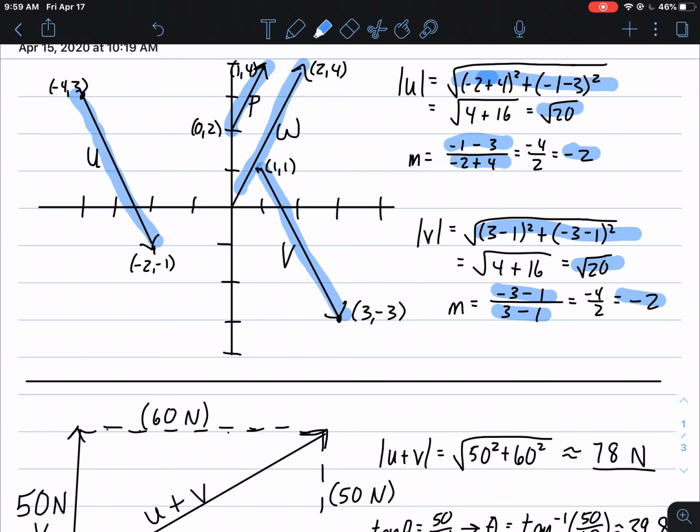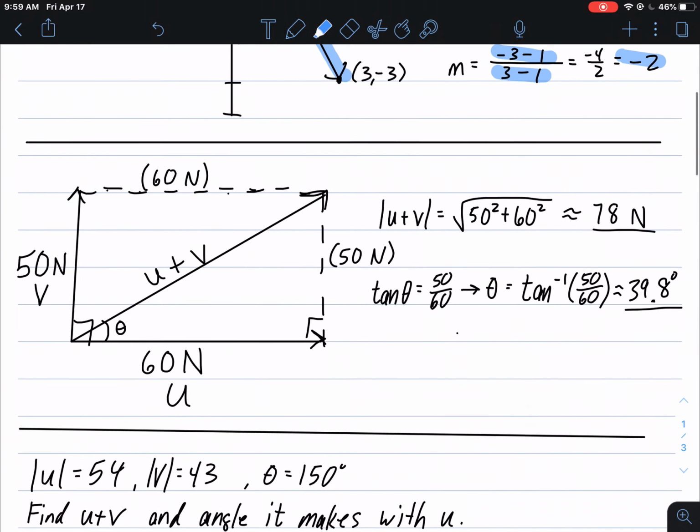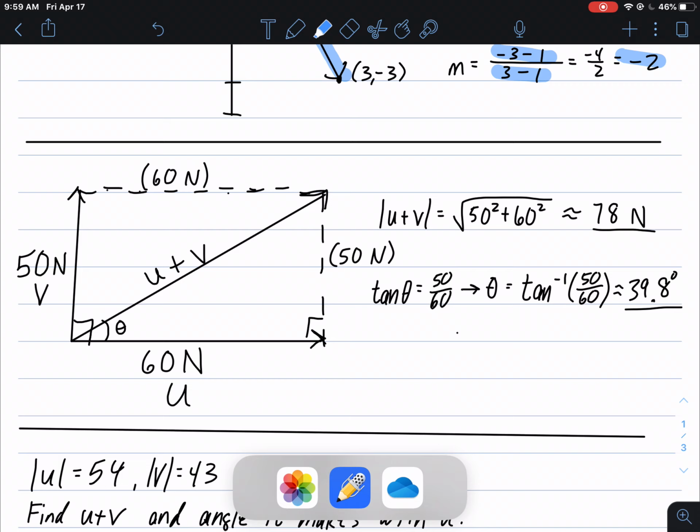Okay? So that's how you determine if two vectors are equivalent.